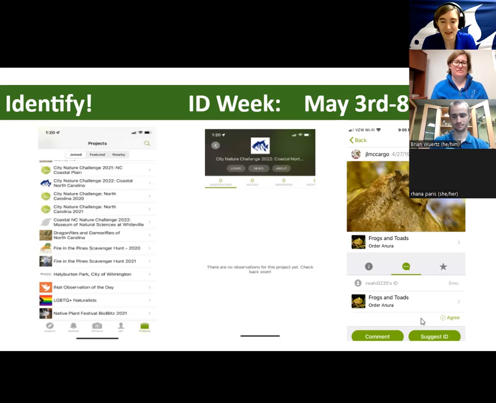And the ID week is immediately following the 4 days of observation, and it will show things in our iNaturalist project. So the way we track our progress during these competitions and how many species we're finding, how many people are participating, is with a project, which is just a page on iNaturalist that collects observations meeting certain criteria.